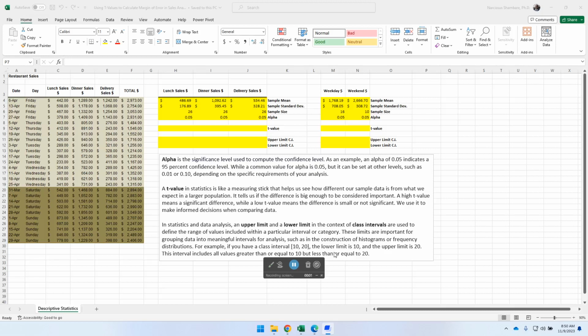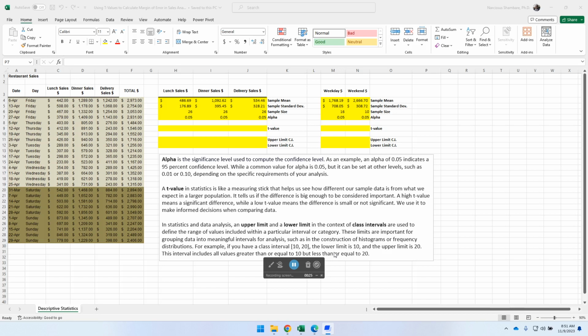Hello, welcome to a quick demonstration on how you can use the t-value to calculate the upper limit and lower limit of the class intervals. Now that sounds a little bit complicated, doesn't it? But in this case, the data sample we're actually going to use is going to be very helpful for us to cement our understanding of what this actually means.